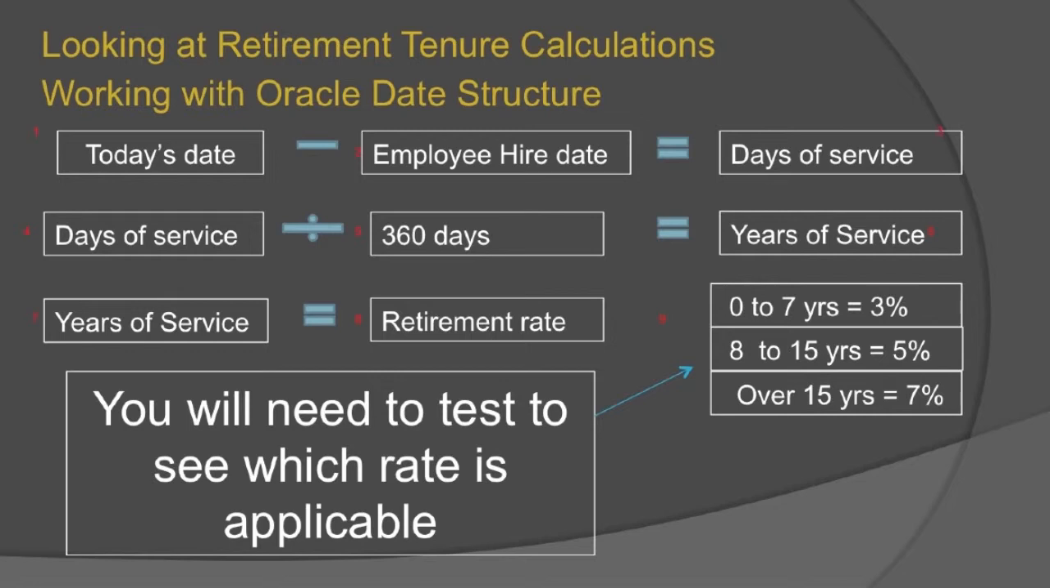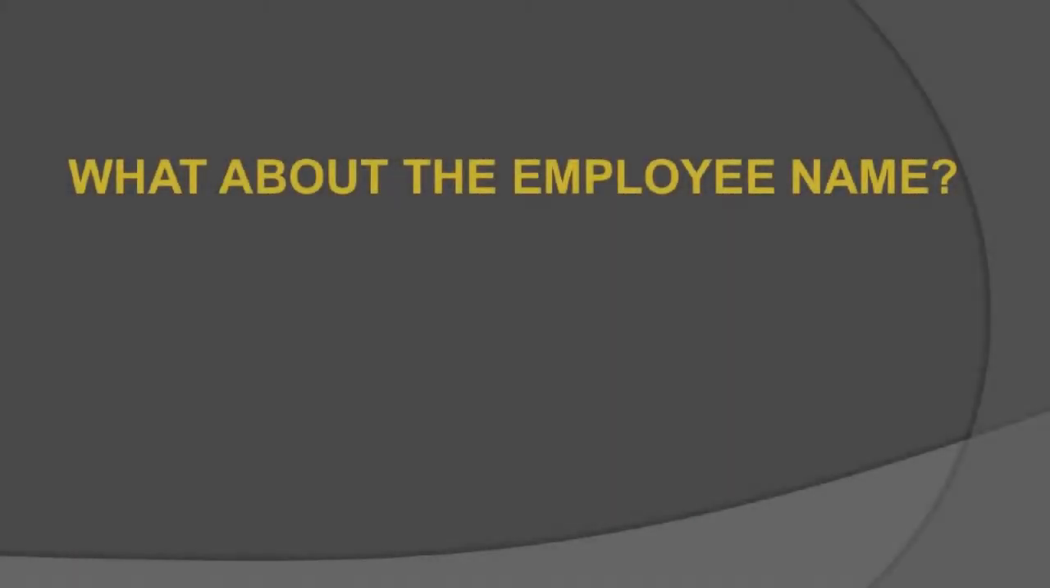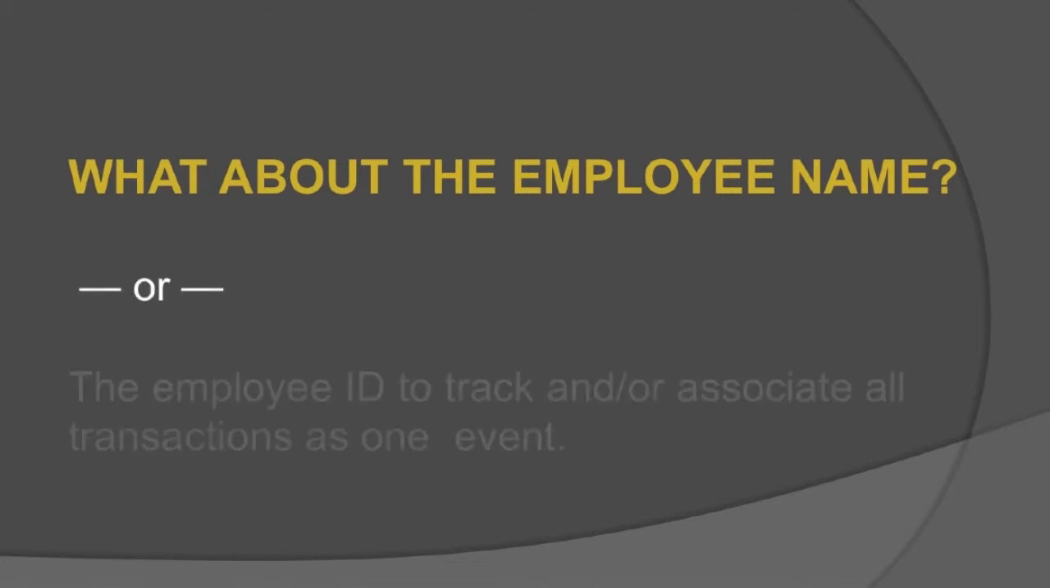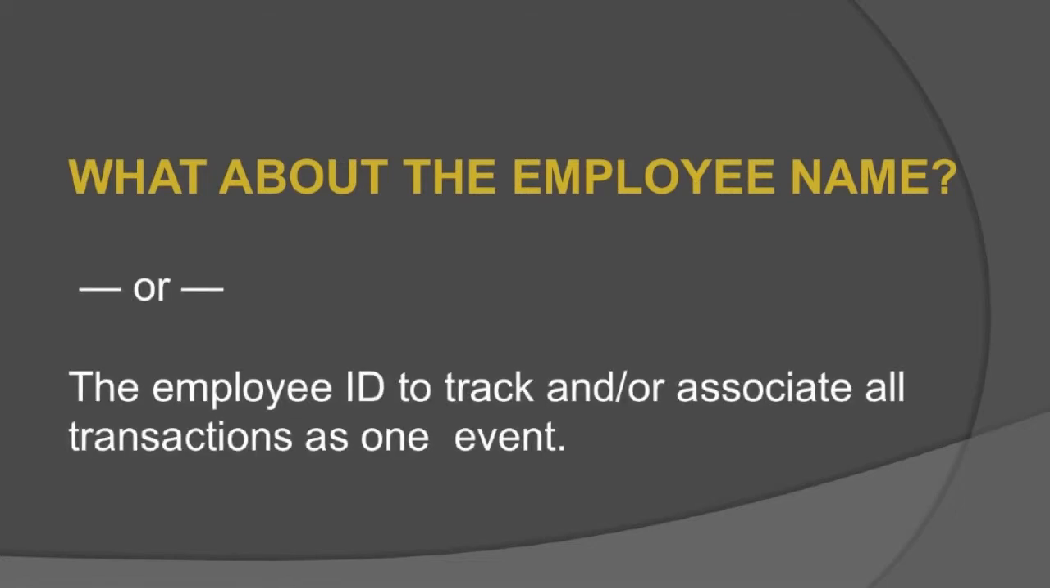Now, we haven't even talked about the employee's name. As we began this process, nowhere did we actually identify an employee name or employee ID. Now, we had 110 items to begin with, but nowhere in those 110 did we have an ID or a name. So that's another level that you have to contend with.